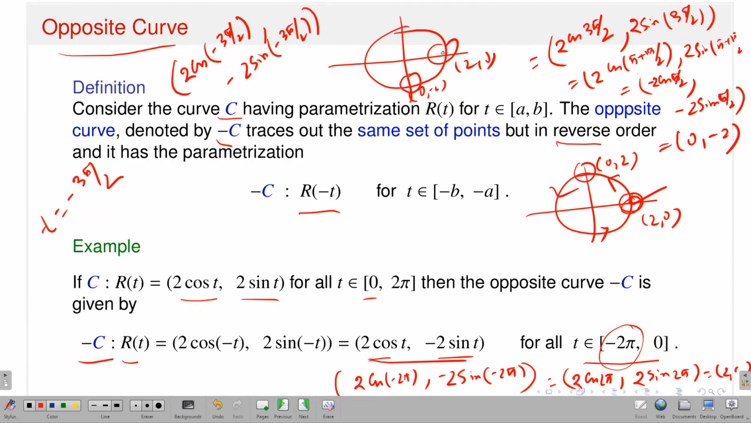So, that means actually for the negative of this curve, it is moving in this direction, that means clockwise direction. So, therefore, if C has a natural orientation, minus C will have the opposite one. They trace out the same set of points, that is perfectly all right, but the directions will reverse. If C has one direction, minus C will have the opposite direction. Okay, so now I think it is clear.